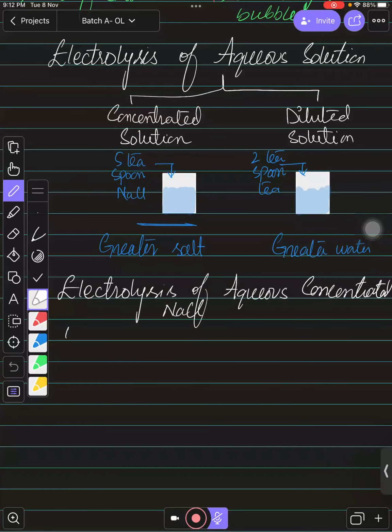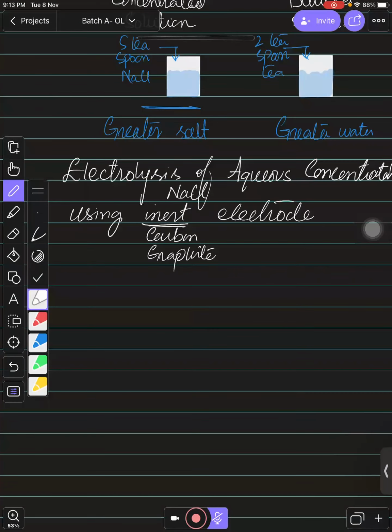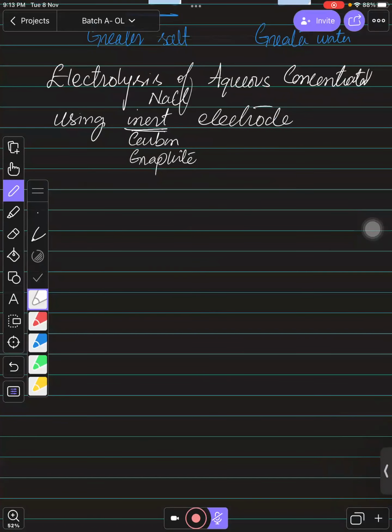And what we are doing using inert electrodes. So we are doing electrolysis of aqueous concentrated NaCl using inert electrodes. You can even say using carbon electrode, because carbon is one of the examples of inert electrode, or you can even say graphite electrode. So they all are the same things, right? We are doing this because we don't want the electrodes to take part in the chemical reaction. So right now they are away from the chemical reaction process in the electrolysis.